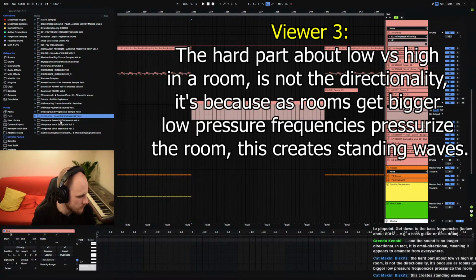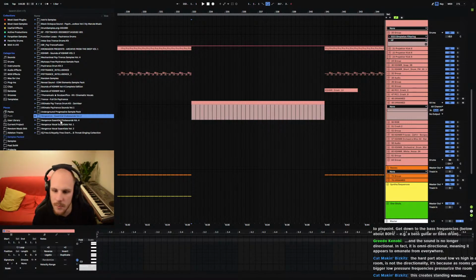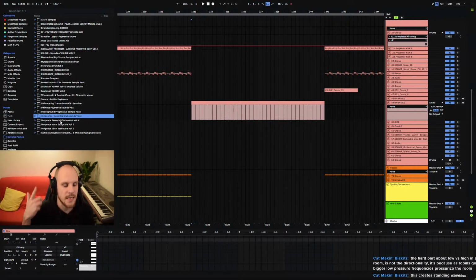The hard part about low versus high in a room is not the directionality. It's because as rooms get bigger, low pressure frequencies pressurize the room. This creates standing waves. Yeah, the issue is going to be standing waves creating resonances, so boosting certain frequencies with respect to others, because their wavelength perfectly fits within one direction of the room, so from one wall to another. That creates the standing waves. That's an issue, but that has nothing to do with directionality, because the directionality that Guido is talking about solely has to do with somebody hearing it.